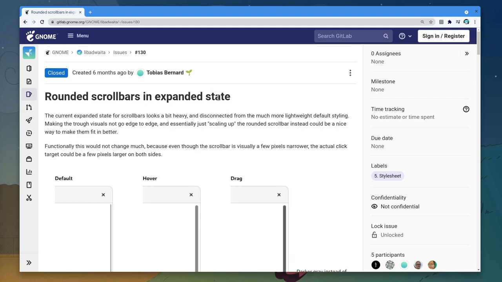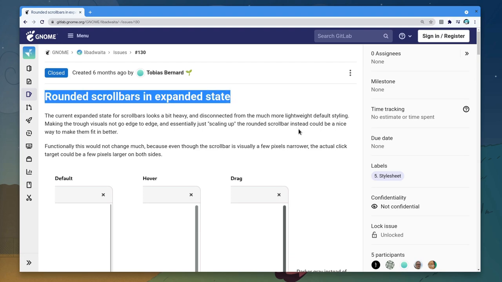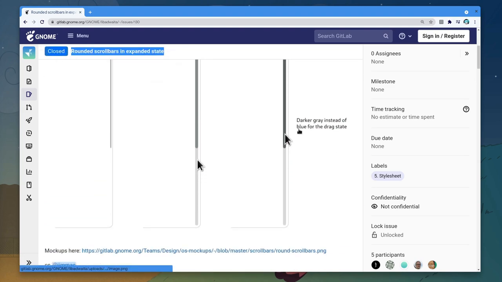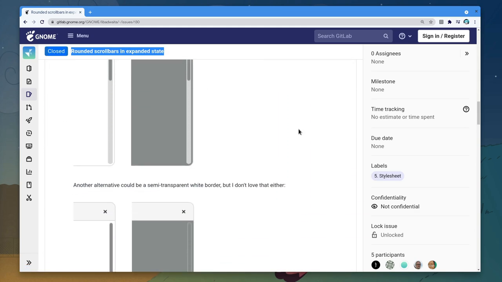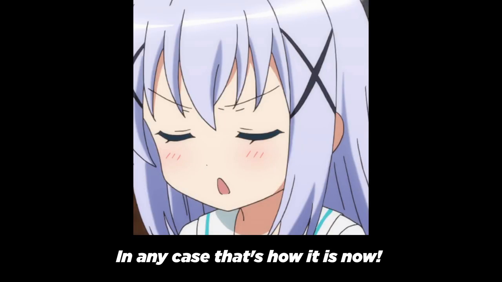And next we have issue 130 in LibAdwaita. That is work on the scrollbar style sheet, and it is now closed so it is presumed fixed, although more changes may come. In any case, that's how it is now.